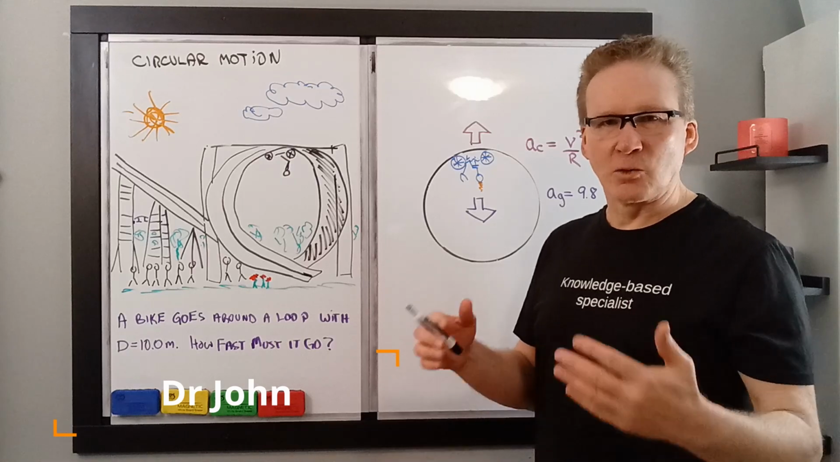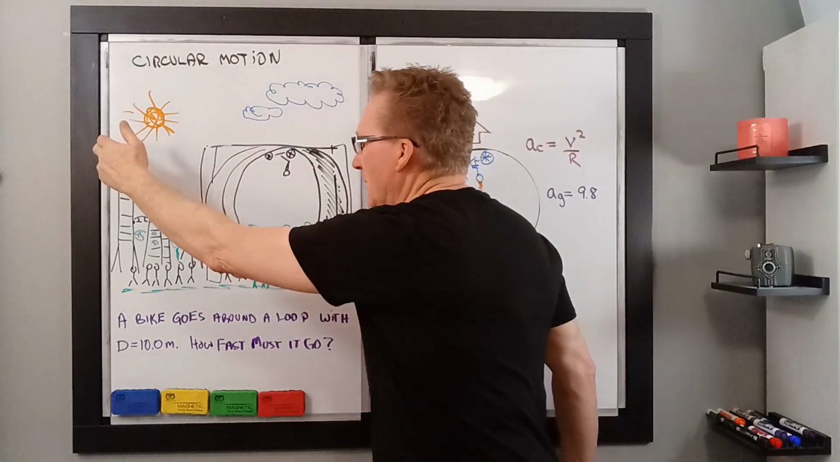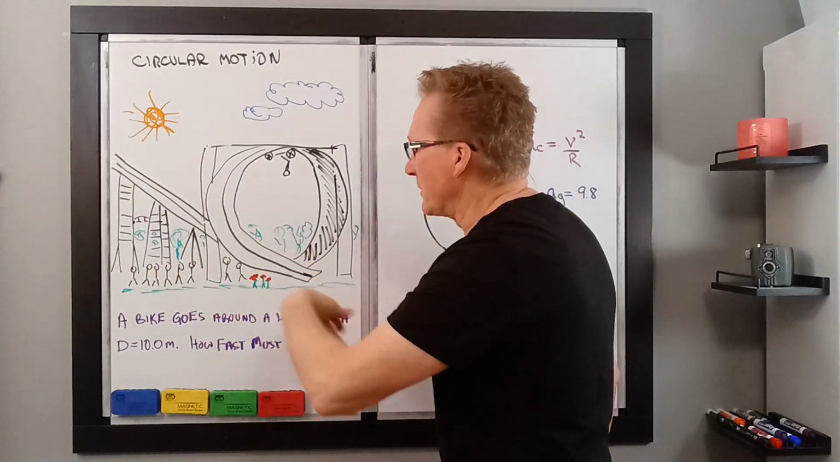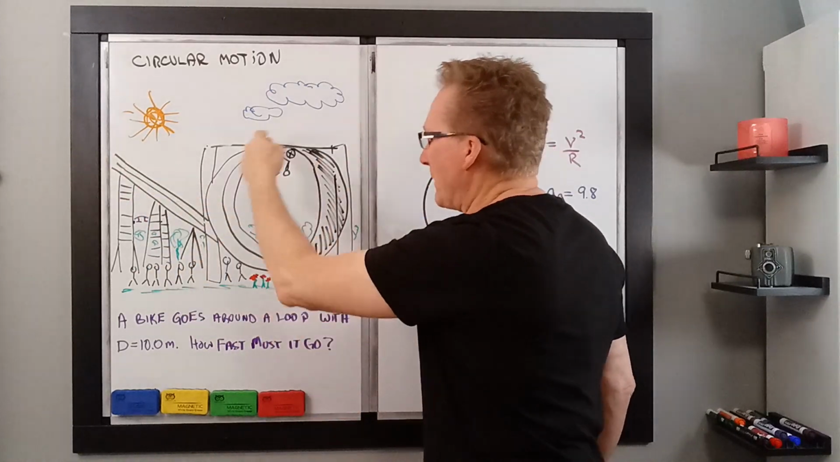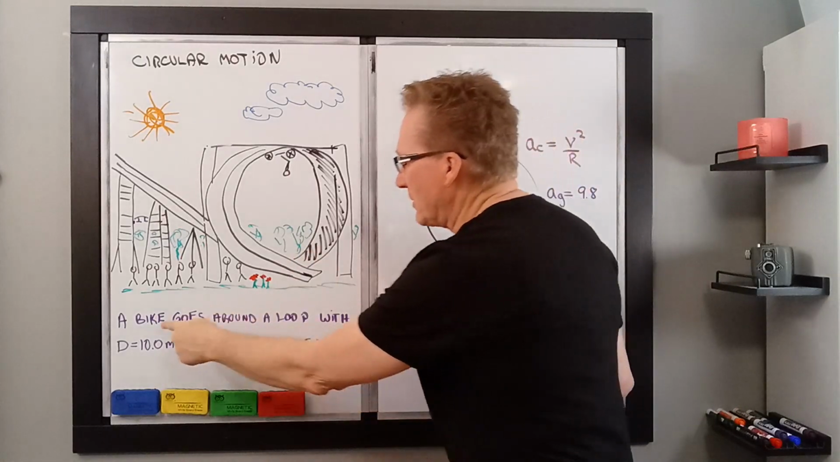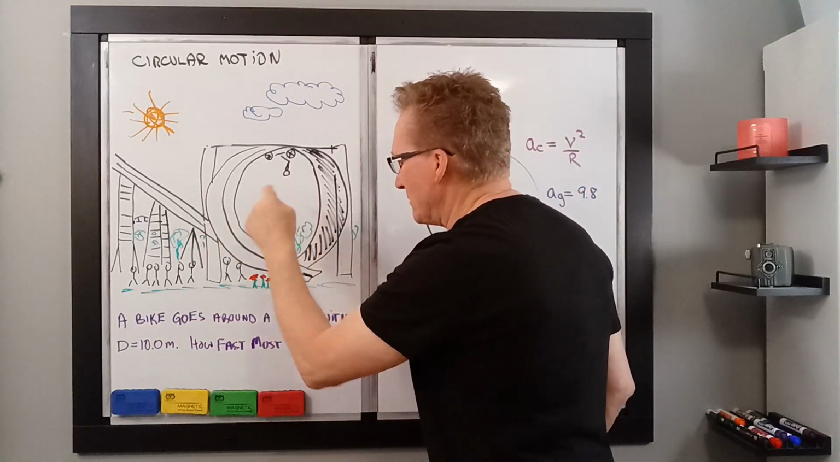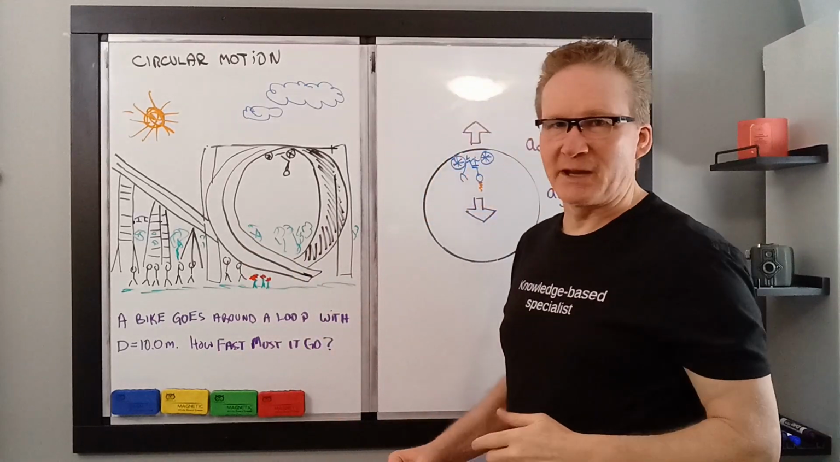This one we're looking at an old carnival trick that may have been done 50, 100 years ago, where people would come down this giant ramp. Lots of people would be watching this giant ramp and then whip around this curve to see if they could stay on the ramp. This ramp here, a bike goes around a loop with a diameter of 10 meters. We want to know how fast the bike needs to go.